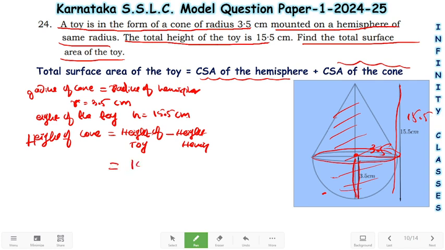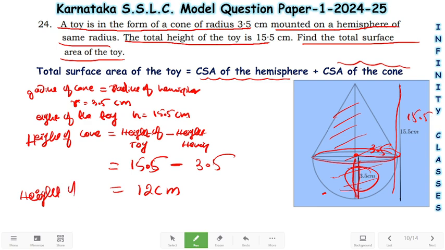Height of the toy is 15.5 centimeter, and the height of the hemisphere is 3.5. So 15.5 minus 3.5 means 12 centimeter is the height of the cone. Now we have to find this slant height.